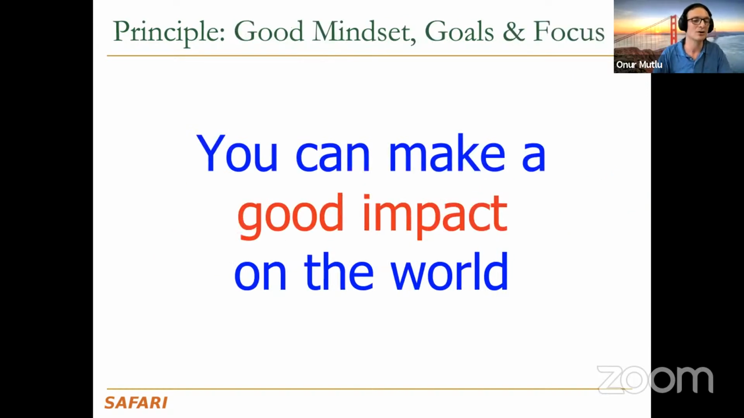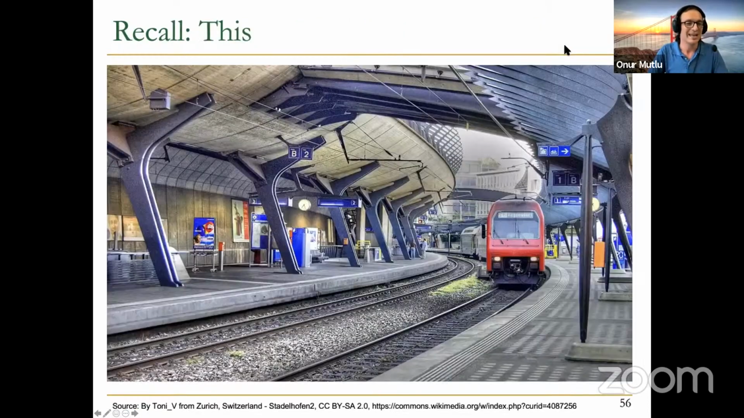And I think overall, you can make a good impact on the world, assuming you have a good mindset, good goals, and good focus going into the future. And I strongly believe in this. And I think it's really important for future generations also to believe in this. And I think in the end, it all boils down to this good mindset, goals, and focus. Okay, recall this versus that, right?